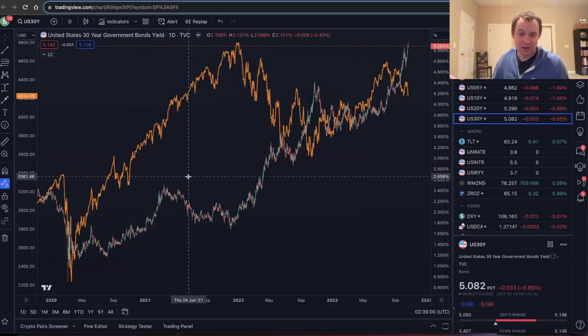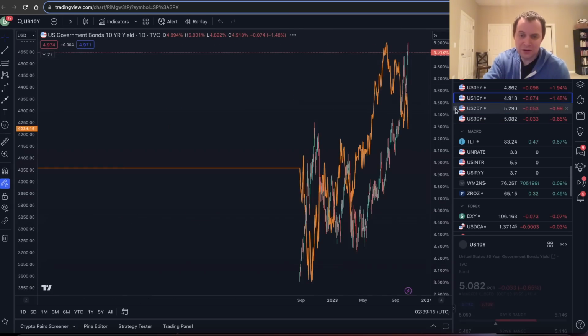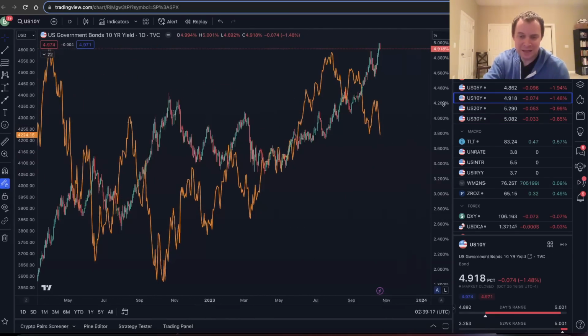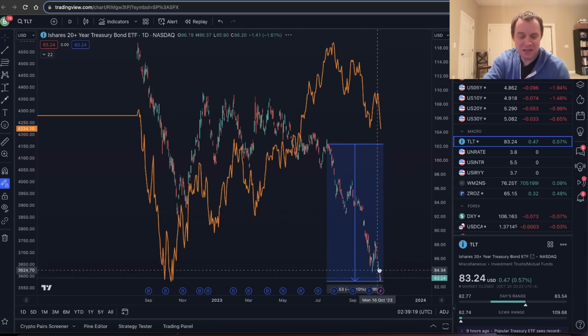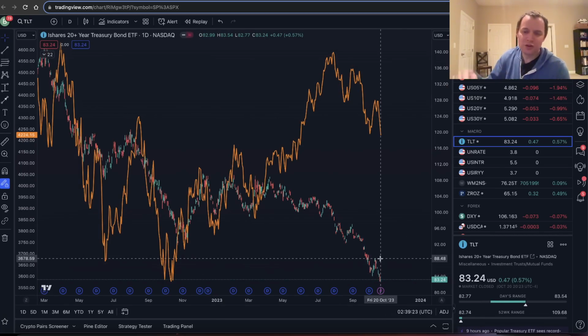How much longer? It's possible we've already reached that point. It's also possible that the long end of the yield curve could go to where the short end of the yield curve is. It's possible that the long end could go to 5.5%. But I will say that as the long end of the yield curve continues to go up and TLT continues to go down, the bond market would become increasingly attractive with respect to equities.